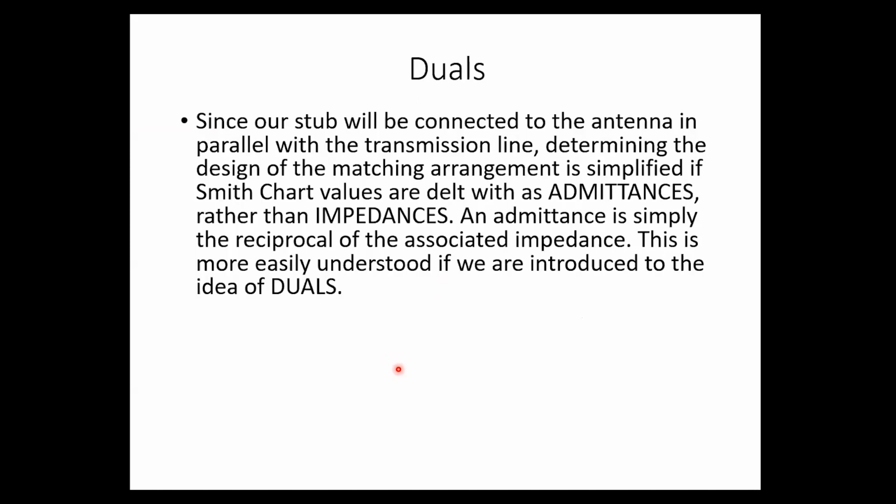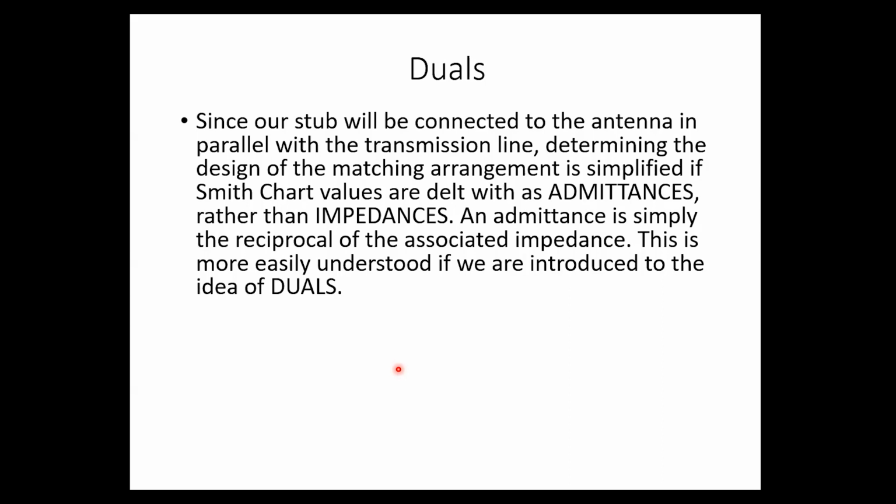Okay, so that means we've got to talk about duals. And I'm going to tell you that you're probably more familiar with duals than you think you are. Since our stub is going to be connected to the antenna in parallel with a transmission line, and that's real easy to do because all you need is an SO-239 T connector, determining the design of the matching arrangement is simplified if Smith chart values are dealt with as admittances rather than impedances. An admittance is simply the reciprocal of the associated impedance.